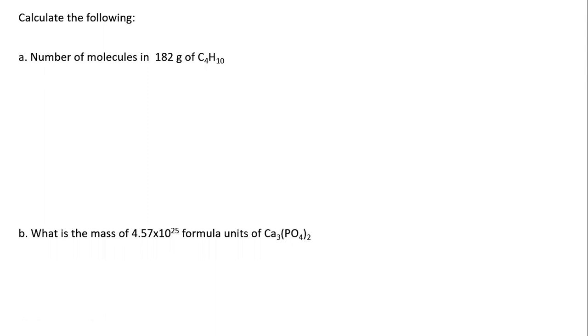So now we have 2 more examples. We want to know the number of molecules in 182 grams of C4H10. And we want to know what is the mass of 4.57 times 10 to the 25th formula units of calcium phosphate. So we'll look at the first one.